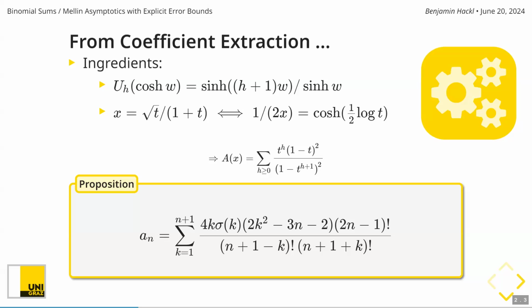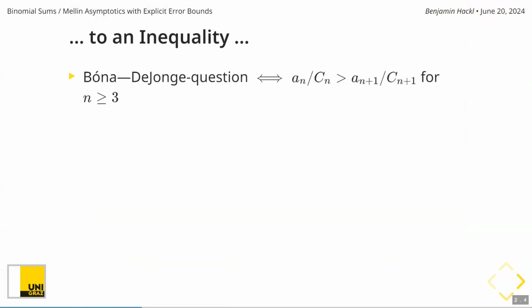Sigma is the summatory function of divisors. It comes out after, well, basically extracting this thing over here. It doesn't matter so much right now. Okay, so this is what I just said. The question that was posed in the beginning is equivalent to this sort of inequality here.